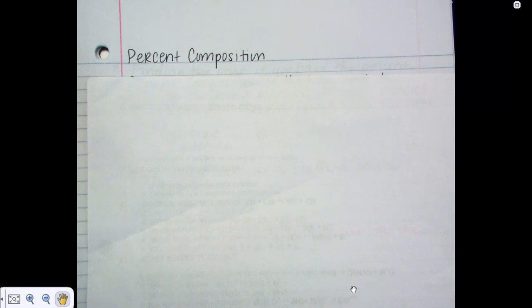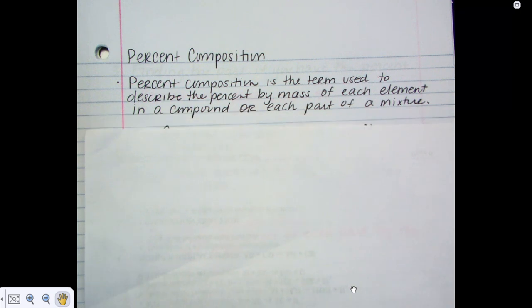Okay, in this video, we're going to go over percent composition, how to calculate percent composition, and how to use percent composition if you were given it to backtrack and find different quantities of a substance. So percent composition is the term used to describe the percent by mass of each element in a compound or each part in a mixture, if we're talking about a mixture as opposed to a chemical formula.